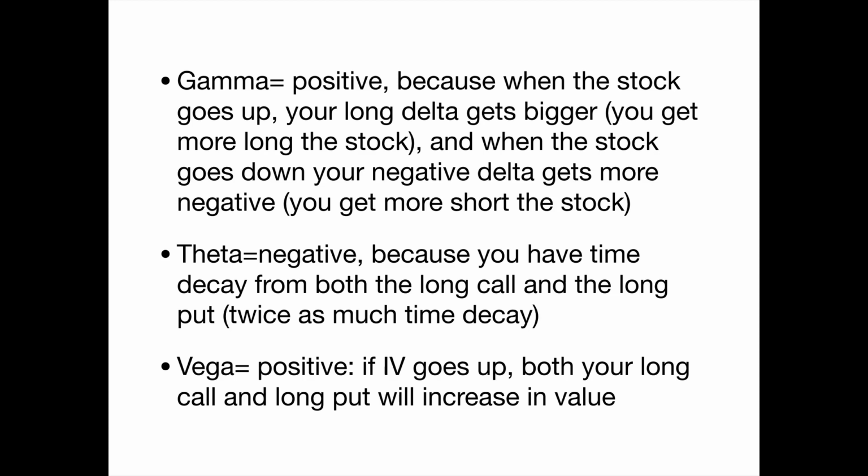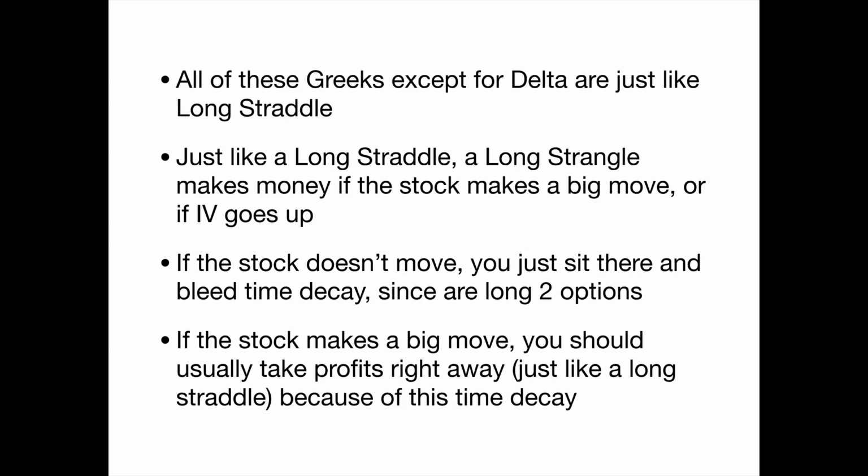Theta is going to be negative, as you'd expect, just like with a long straddle, simply because you're long a call and you're long a put. Both of them have time decay. And just like a long straddle, you're going to have twice the time decay of a normal trade because you have these two options that you're long. Vega is going to be positive, just like with a long straddle. And so if implied volatility of the options goes up, your long call and long put are going to increase in value. The value of the strangle will go up, just as it would have for the long straddle.